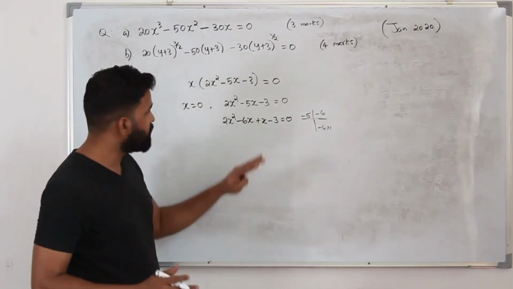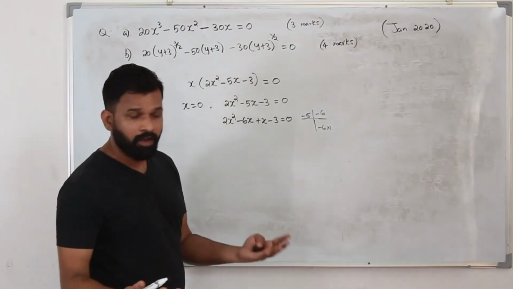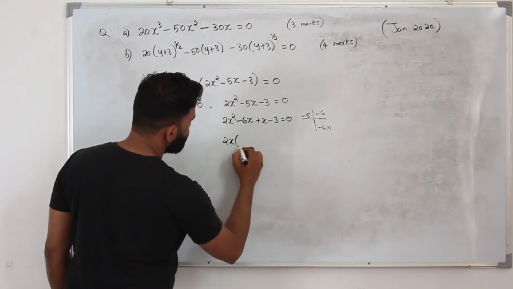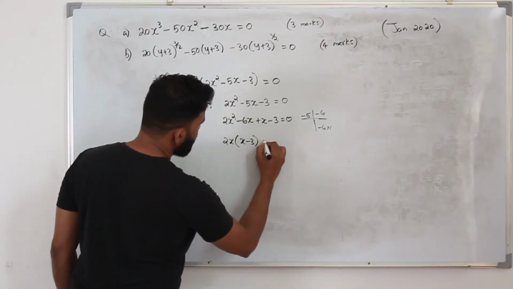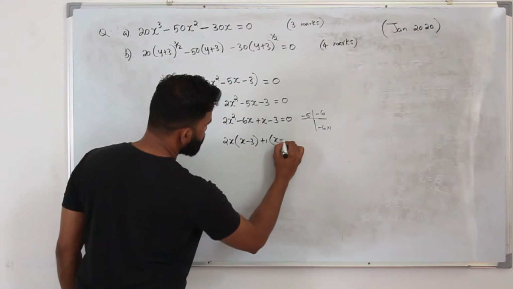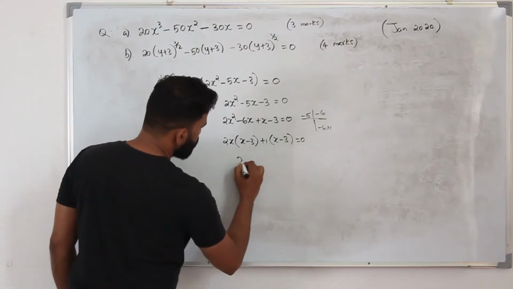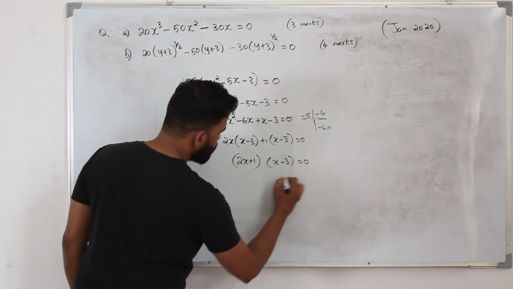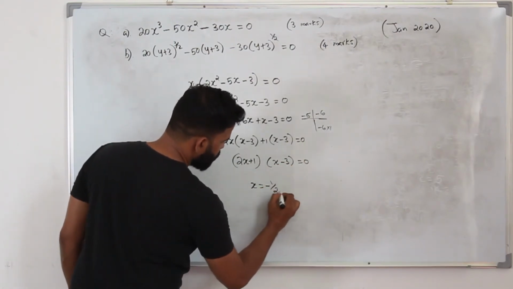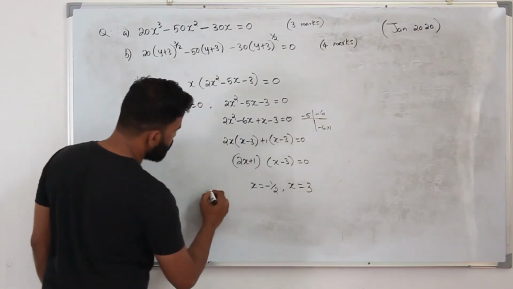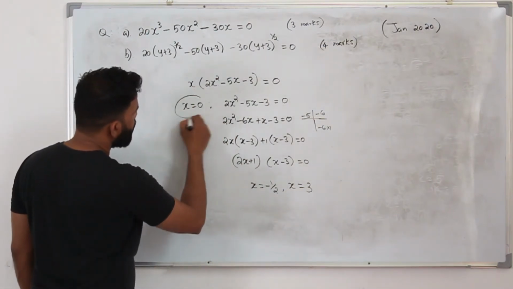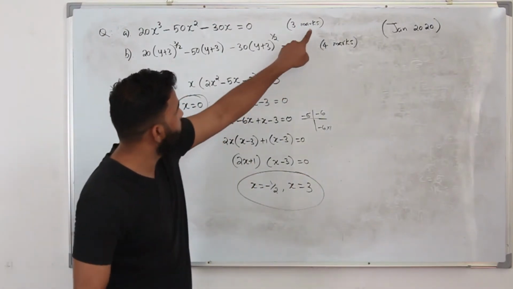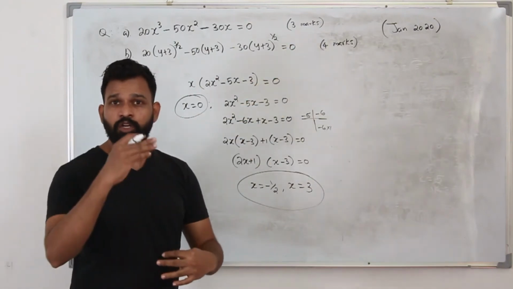Learn the product sum method, easy. Or you can use formula method also, up to you. Take 2x as a common factor. So you will have x minus 3. Take plus 1 as a common factor, x minus 3 is 0. So your 2x plus 1 into x minus 3 is 0. So x is minus half, x is 3. So we got three solutions. X is 0 and here two more solutions. So once you got three solutions, you score 3 marks. Now let's move on to part B.